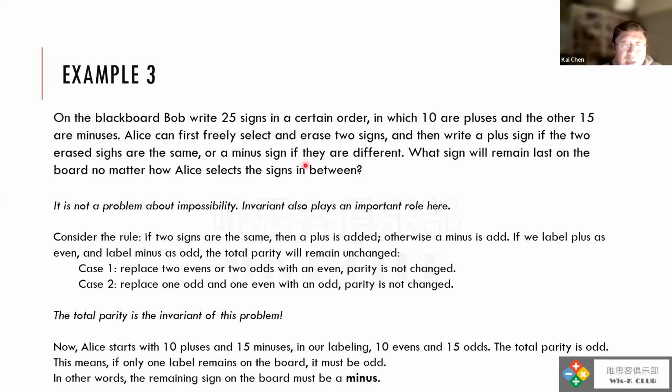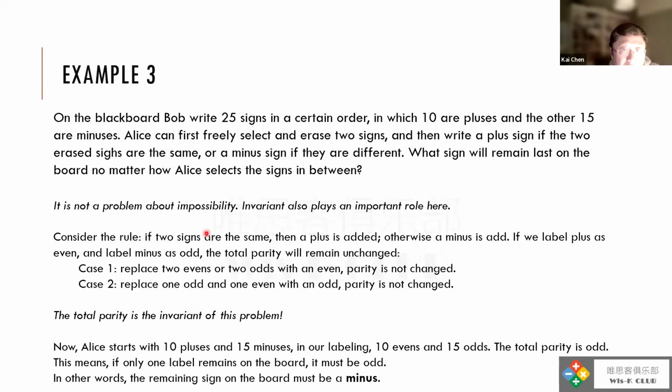So that's a kind of question. It's not always asking is it possible or not possible. Now it's asking what is the result, the plus sign or minus sign as the last one. So in this case, we also want to find the invariant. If the invariant can tell me which value is not changing, and at the end there's only 1 sign on the board, I can apply this invariant to find what the sign is, a plus or a minus.